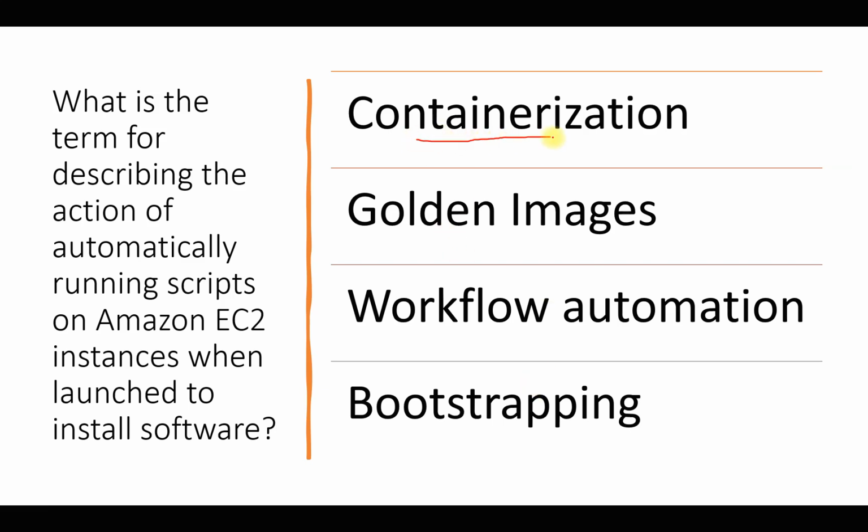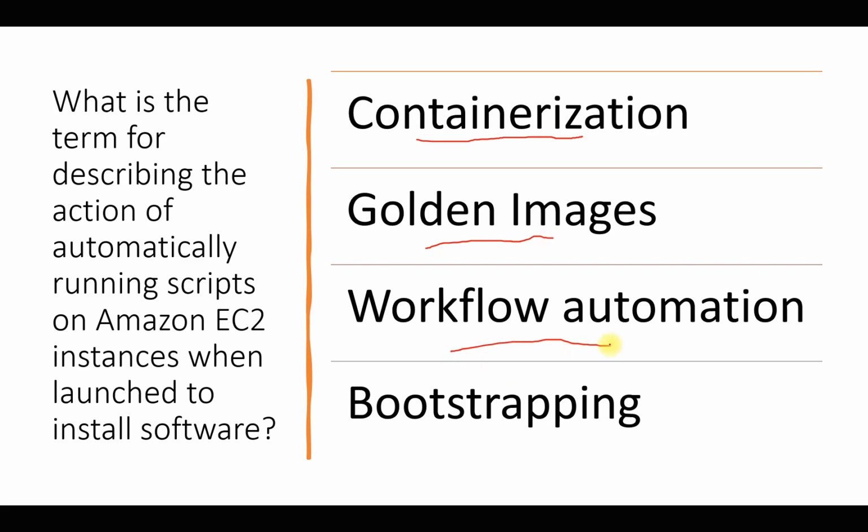If I talk about containerization, it's a process where we convert our application into the form of containers. Then we can create these containers through Docker or another container runtime like CRT, and we have other containerization platforms, or we can say tools. Next, we have golden images. Golden images are snapshots of a pre-configured EBS volume that can be used to launch new instances.